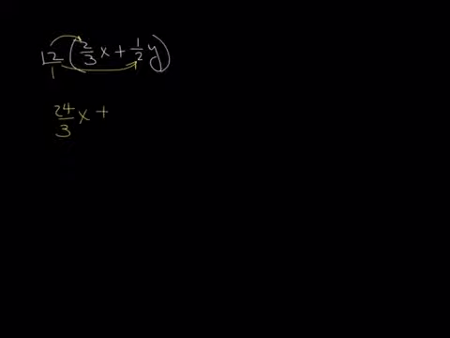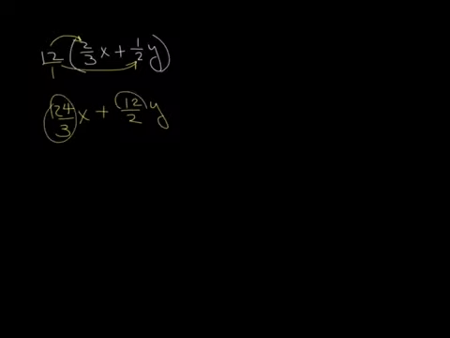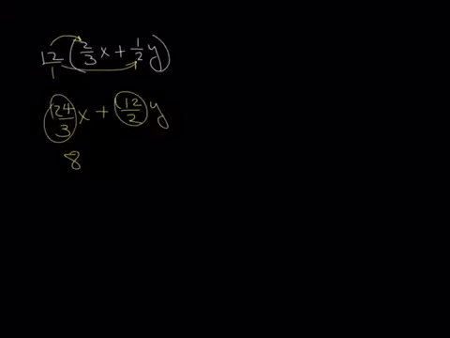Now we multiply the 12 over 1 times this 1/2 right there. So 12 times 1 is 12. 1 times this 2 is 2. And we tag the y on. Now we look at the numbers in front of the x and in front of the y and see if they can be reduced. 24 over 3, or 24 divided by 3, is 8. And 12 over 2, or 12 divided by 2, is 6. And we are done there.